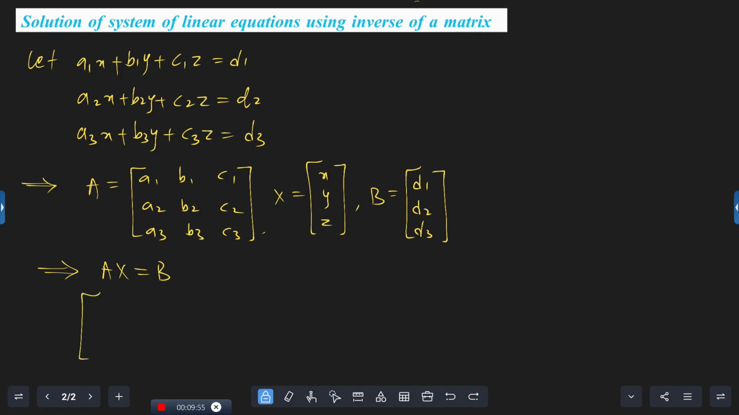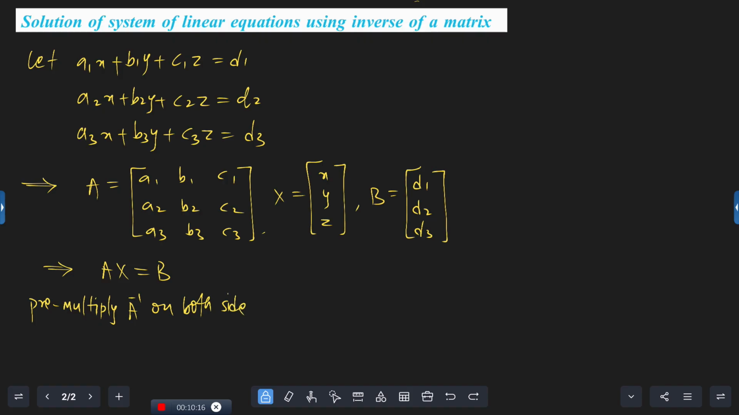So the A matrix, okay, first let me simplify this. I need only X, meaning I need XYZ. Pre-multiply A inverse on both sides.